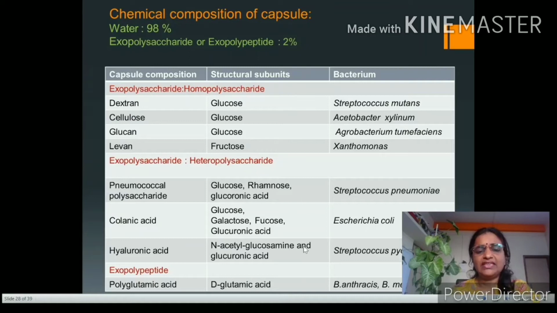Along with polysaccharides, some bacteria have polypeptides in their capsule, and one of the best examples is Bacillus anthracis. Its capsule is made up of glutamic acid. It is a polyglutamic acid capsule. A number of glutamic acid amino acids are present. That's why it is a polypeptide type of capsule. So such variety is observed in capsular polysaccharides, depending upon the type of organism. So that is about the simple chemical composition of capsule.